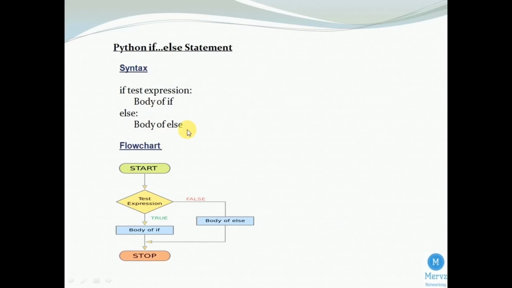Let's see the flowchart of the if-else statement. If the test expression is true, the body of the if statement will be executed. If it is false, the body of else will be executed. Then end of the program. With a few examples, you will get a clear picture about the if-else statement.